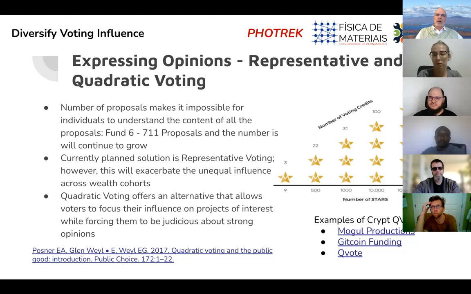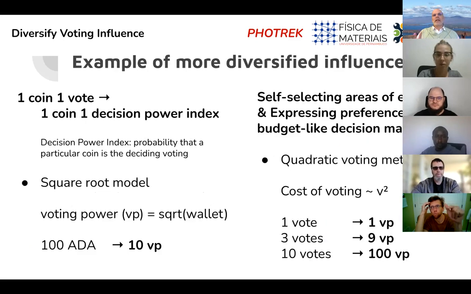And just before I go into it in a little more detail, the Ethereum community has implemented this in something they call Gitcoin, and the Algorand community has just recently funded QVote to implement something like this. So let's look at it a little more carefully. Again, what we want to do is move away from one coin, one vote to something more like one coin, one decision power index.